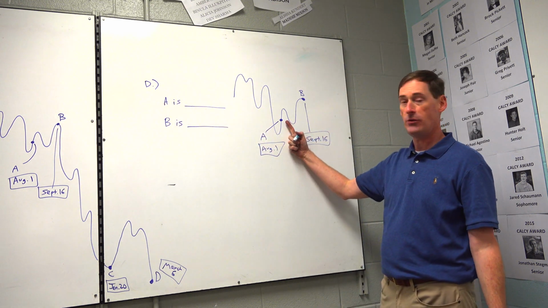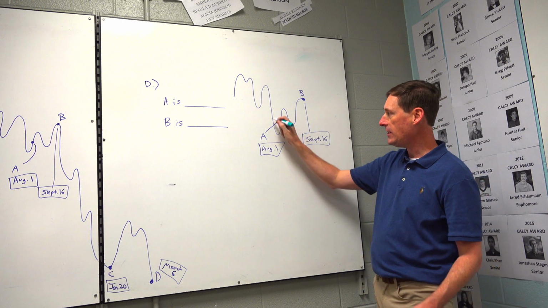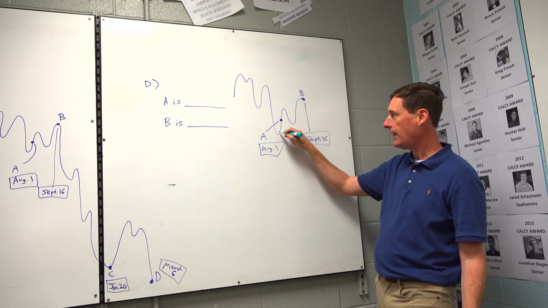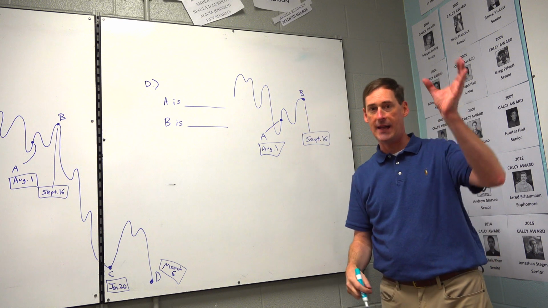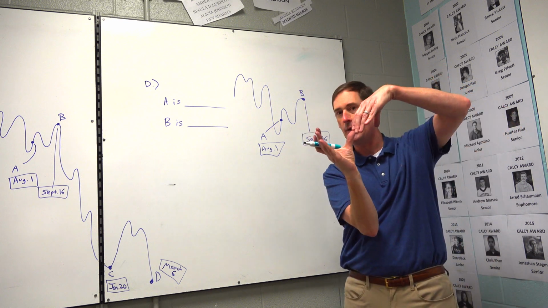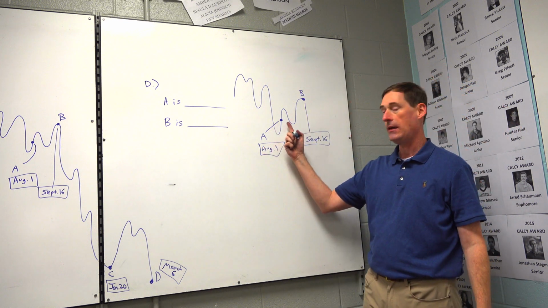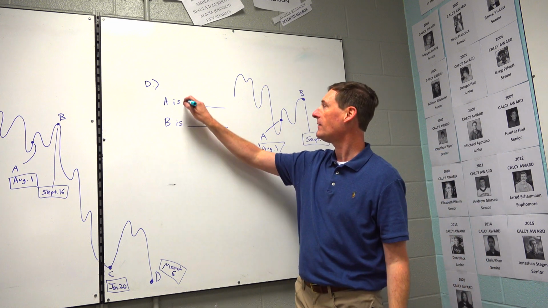What's point A? Do you see it right in here? Do you see this basin is concave up, and then this little hill right here is now concave down? So we've got an up to a down. Isn't A an inflection point?